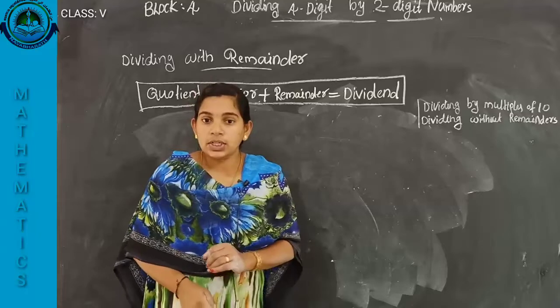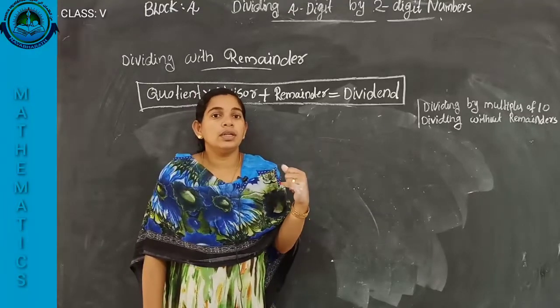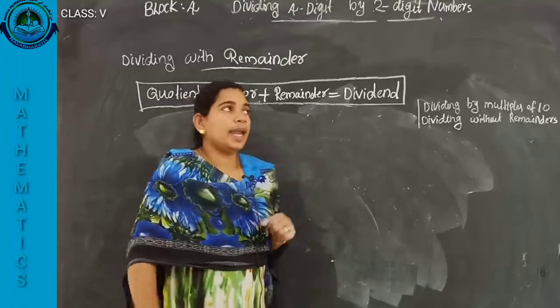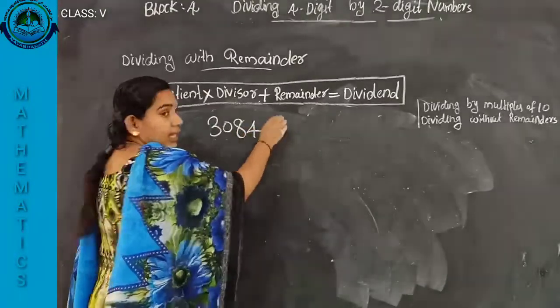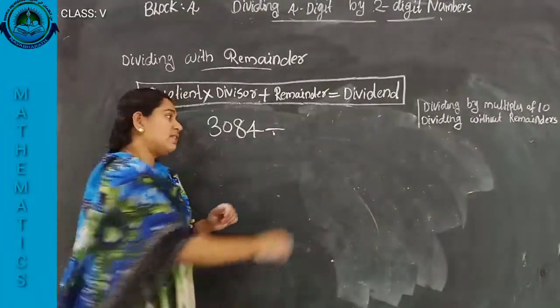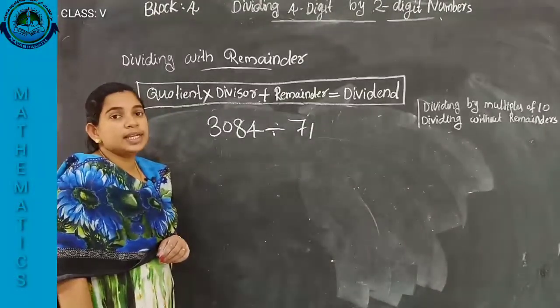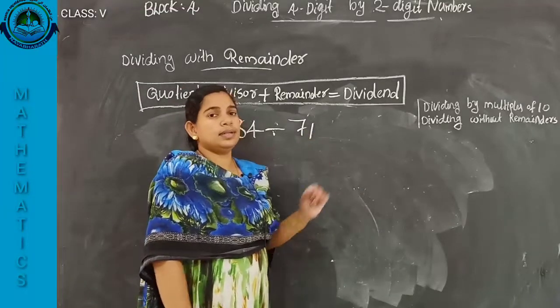You do this question alone. Then after doing it, you look here. Okay. 3084 divided by 71. After doing it, you listen here.